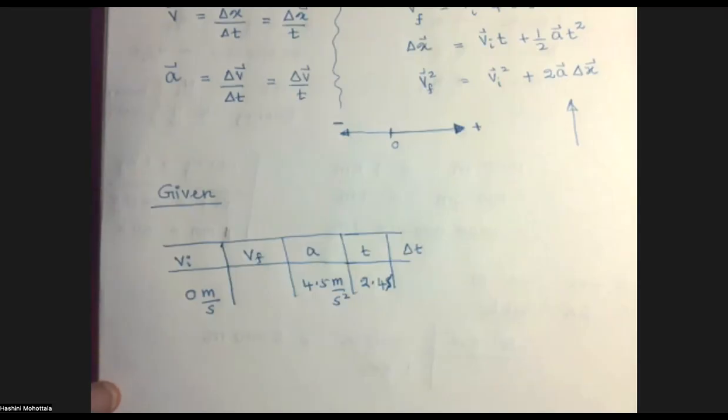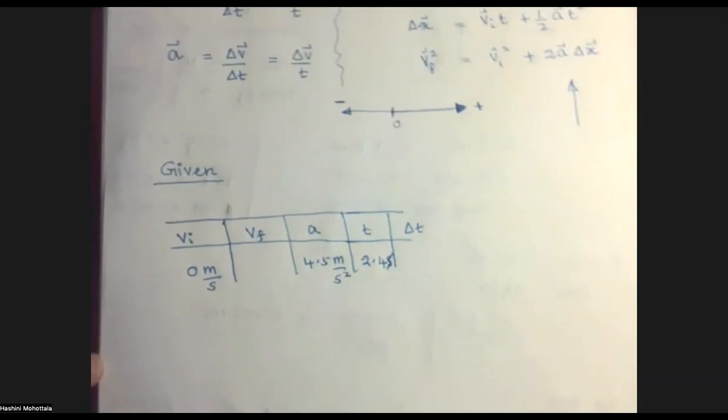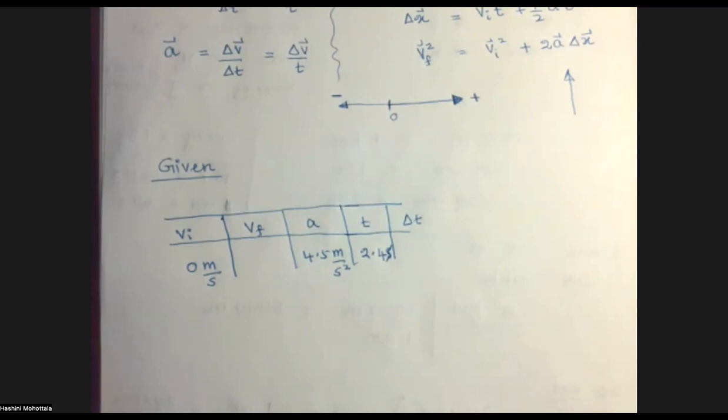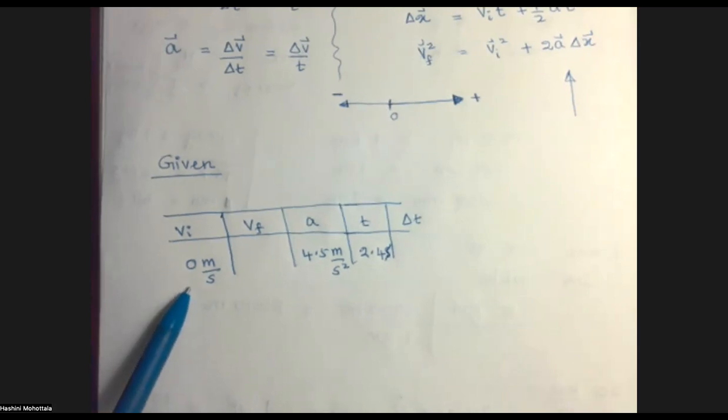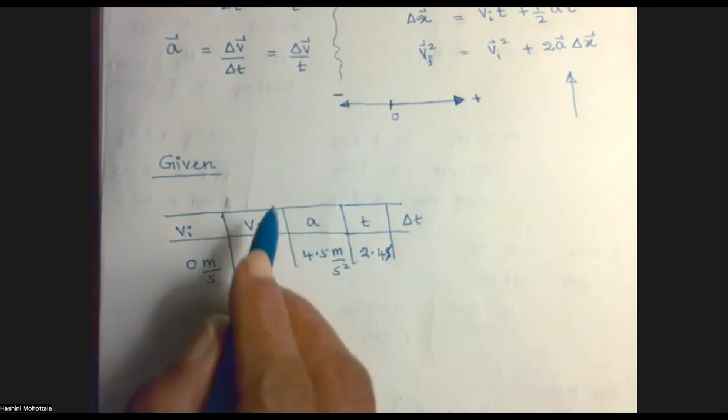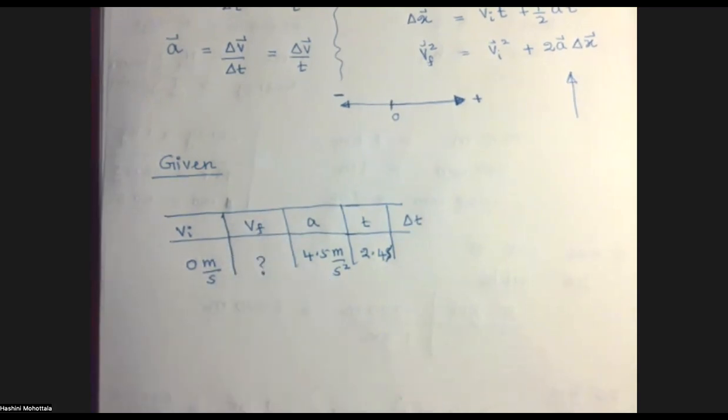Now I'm going to stop the screen share. And this is what it looks like. So initial velocity is 0. Final velocity we don't know. Acceleration is 4.5. Time is 2.4.